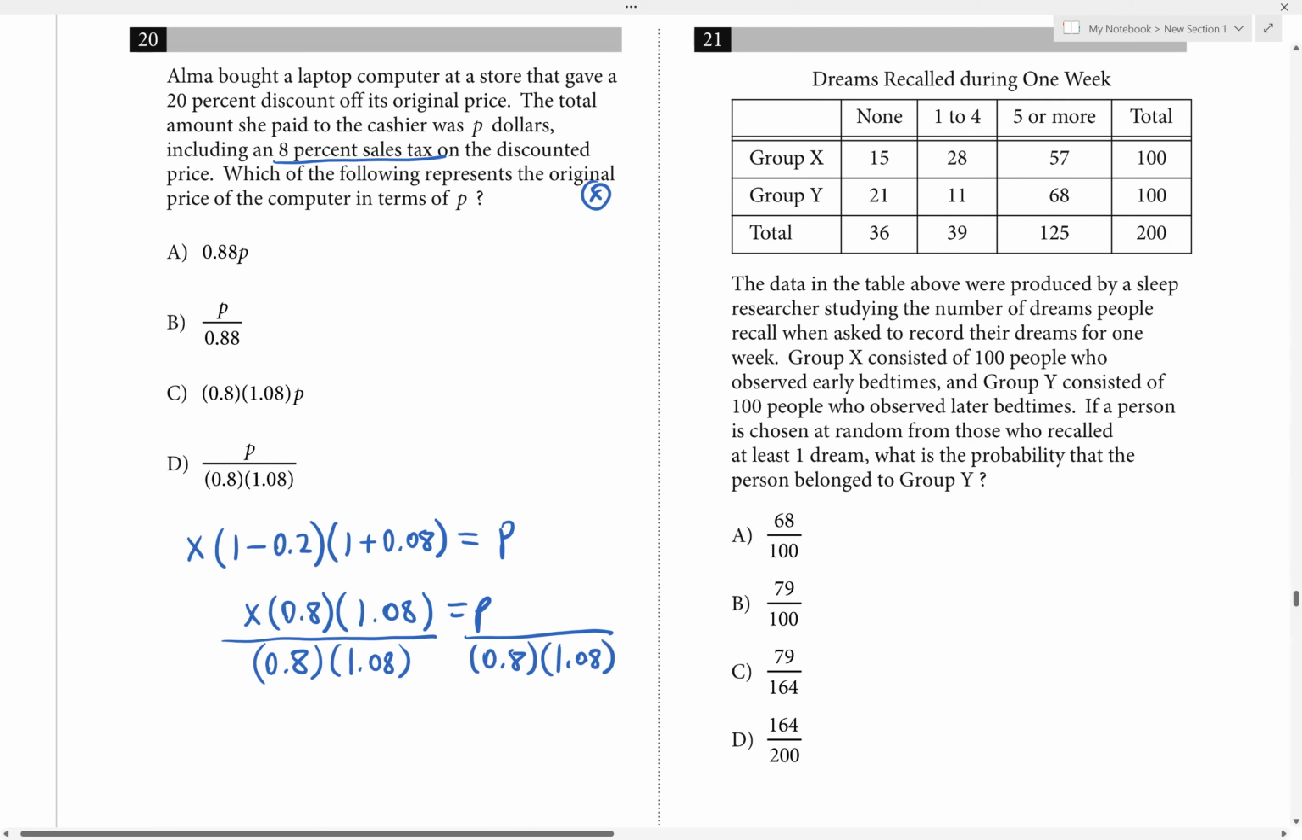On the left side, these cancel, so we just get X by itself. And on the right, this is P over 0.8 times 1.08 on the bottom. So that's the X value in terms of P, which is letter D for number 20. So that will be our final answer.